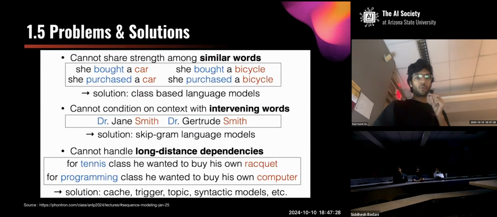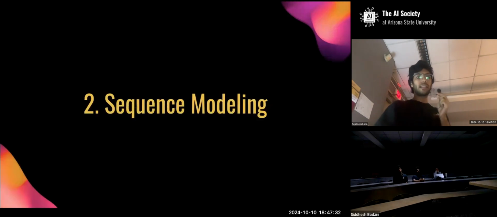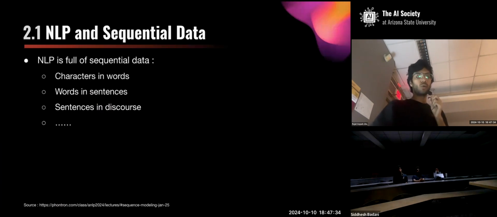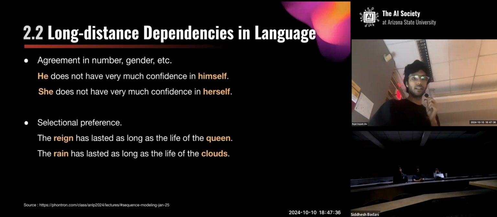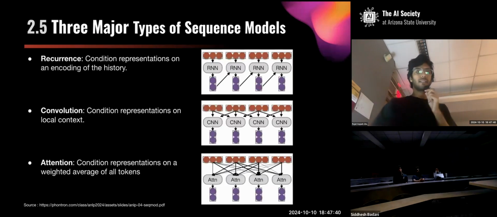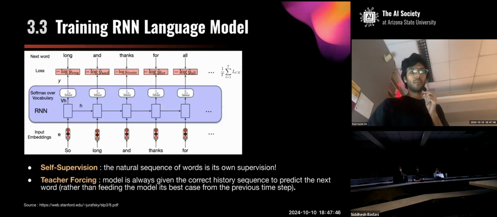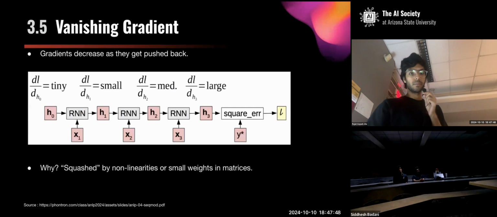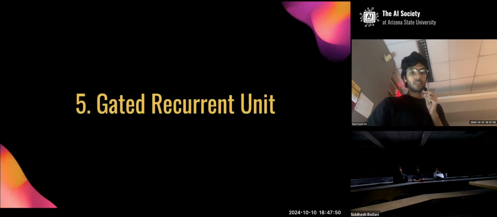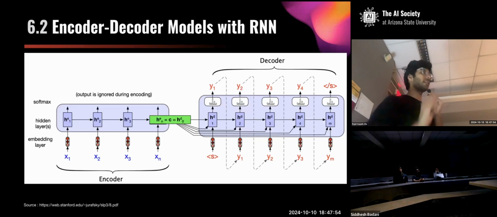So we saw the problems with some of the traditional language models, and then we studied what sequential modeling is. In sequential modeling, we studied RNNs and CNNs, and what the problems with RNNs are. One of the problems with RNNs was that it's not able to handle long-term dependencies.